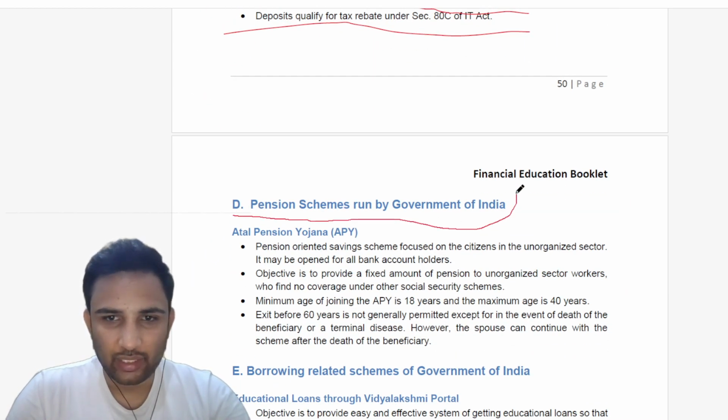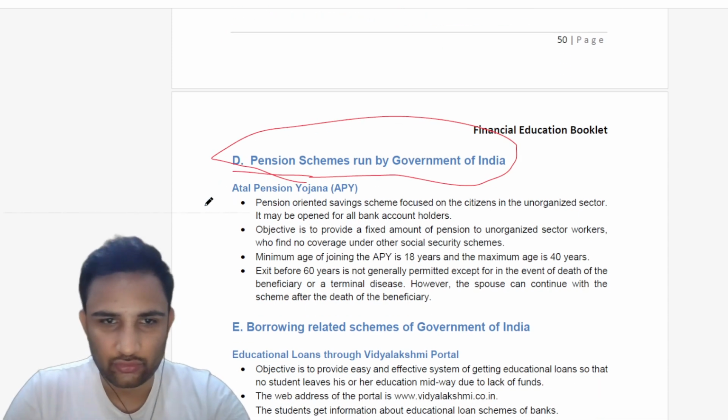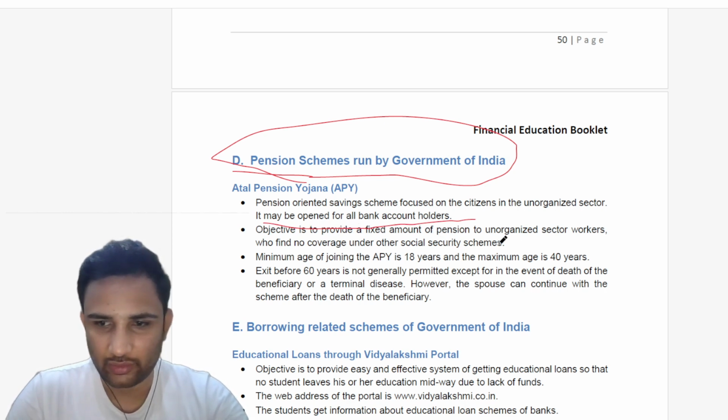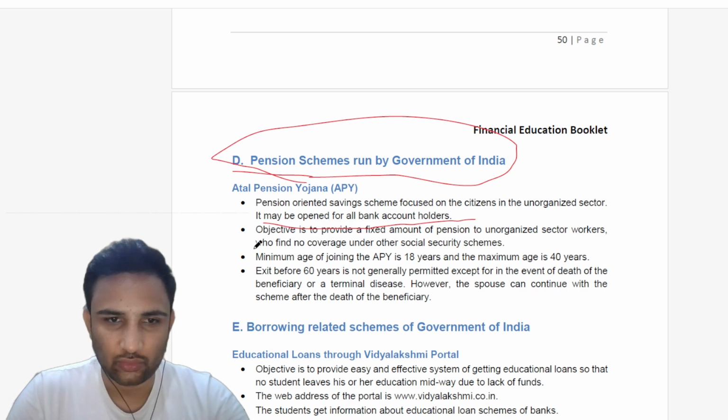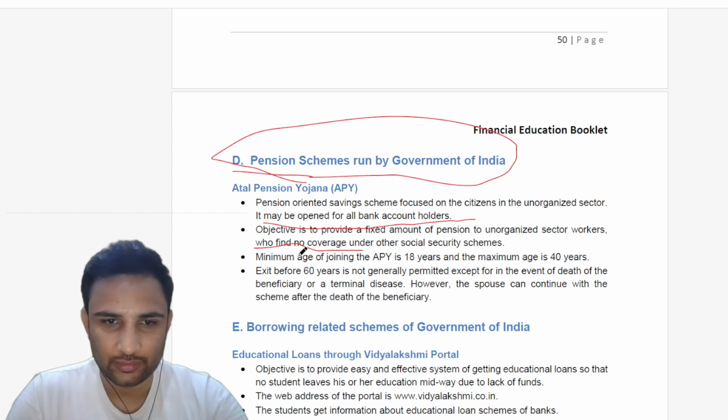Pension schemes run by Government of India. So the pension scheme we have is Atal Pension Yojana or APY. Pension-oriented savings schemes focused on the citizens in the unorganized sector. It may be opened for all bank account holders. Objective is to provide a fixed amount of pension to unorganized sector workers who find no coverage under any other social security schemes.